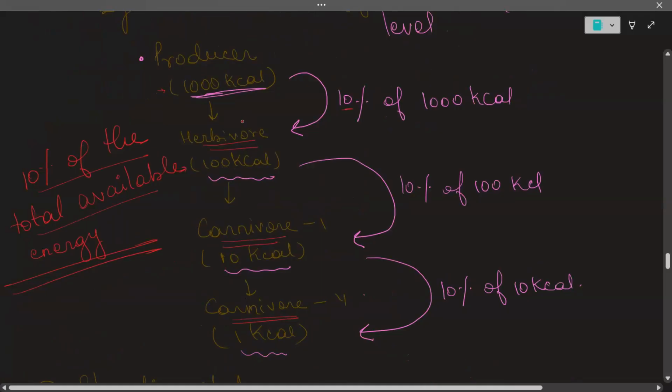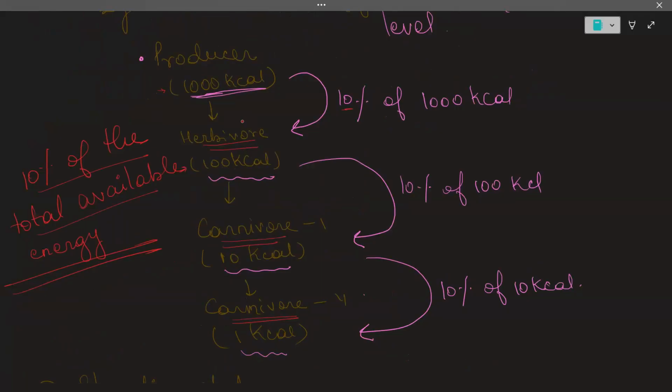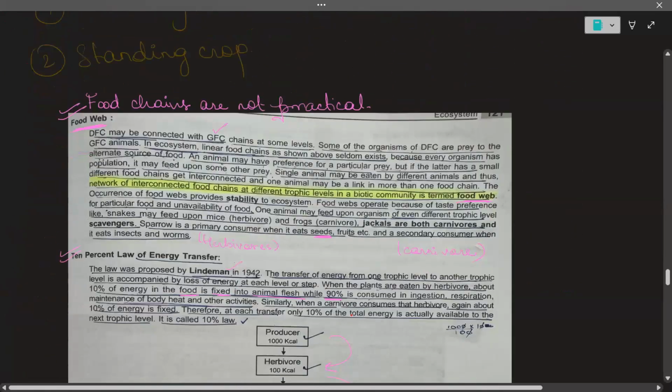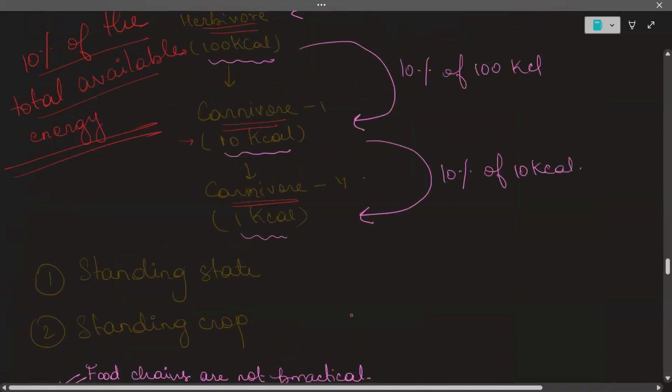This can be given in a question, like how much energy will be there at this level. You can't do 10% directly of this; you have to do it sequentially. Any doubts? Now you can note down till here, then I'll move forward.